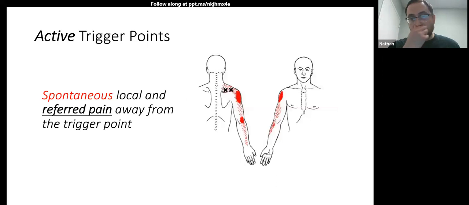That's in contrast to an active trigger point. As you can see from this picture, there could be some pain going on in the shoulder, but it can actually move down the arm. It's called referred pain away from the trigger point. So that's the idea of an active trigger point. Again, a latent trigger point is a muscle band that when you press on it can reproduce pain. With an active trigger point, you don't have to press on it; it can spontaneously give a local and a referred pain pattern down the arm. So that's the difference between active and latent.